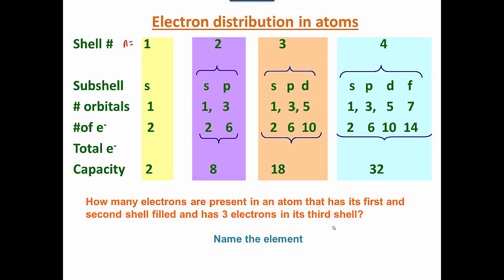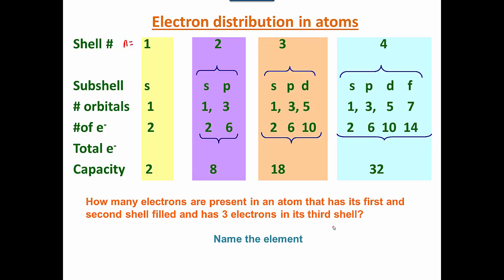In shell number 1, we have 1 s subshell. In shell number 2, we have 2 subshells, an s and a p. Shell number 3, an s, p, and d subshell. Shell number 4, an s, p, d, f subshell.